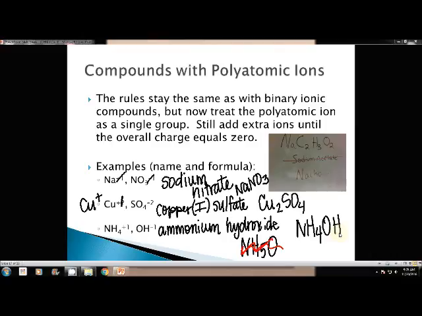Okay? So we are now going to practice this for many, many days so that you are a pro at naming and writing formulas for ionic compounds.